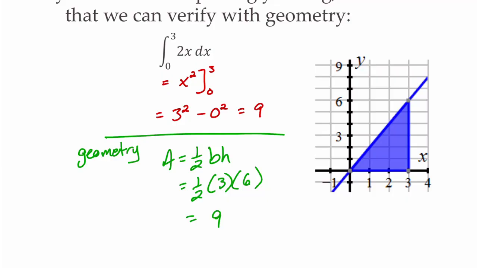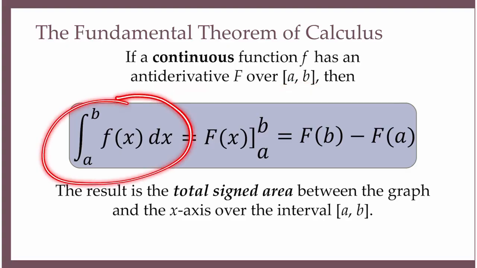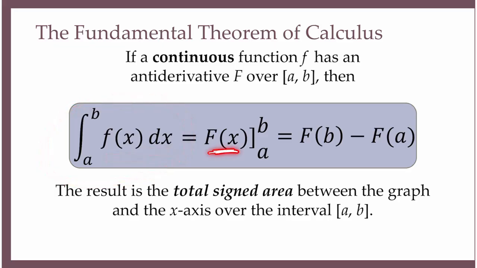So this is, in fact, the process that's known as the fundamental theorem of calculus. The fundamental theorem of calculus works if you have a continuous function, and that function has an antiderivative over this interval from a to b. So the integral from a to b of f of x dx is going to be the antiderivative from a to b. So it's just going to be the antiderivative of b minus the antiderivative of a.